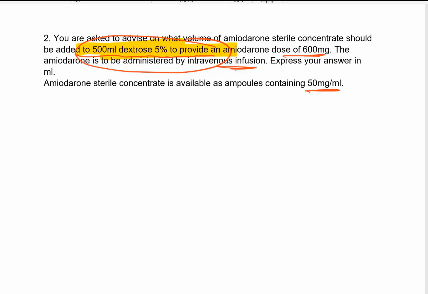Now, sometimes in questions like this, you are given this information just to confuse you. This information, 500 milliliters of dextrose 5%, is just given to confuse you. Do not try to use that in the calculation. Just imagine that this is the solution, that's it. Just ignore that. If you ignore that, the rest of the calculation is the same.